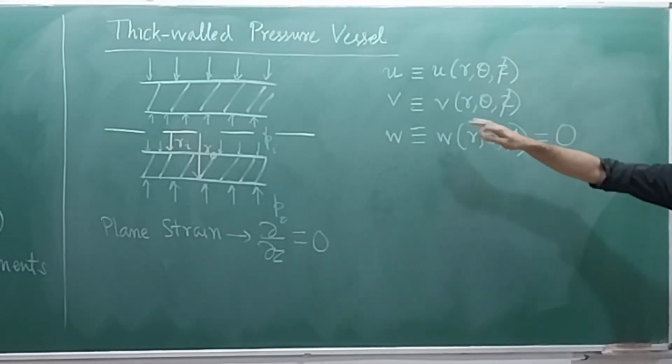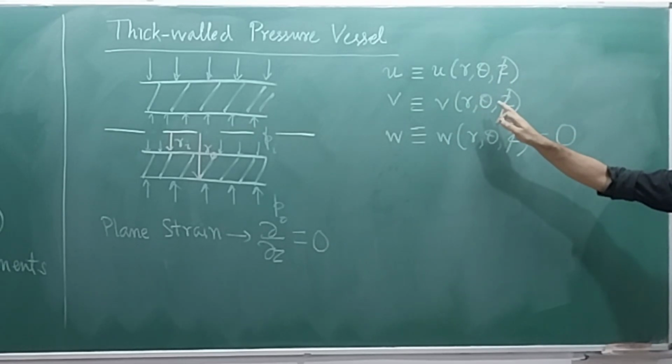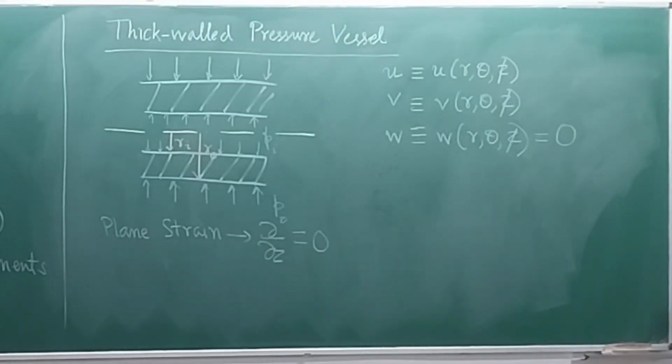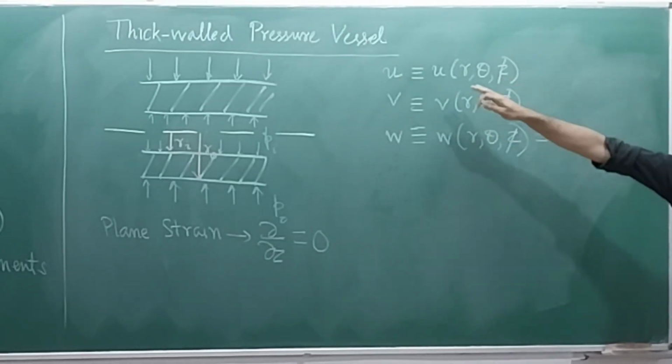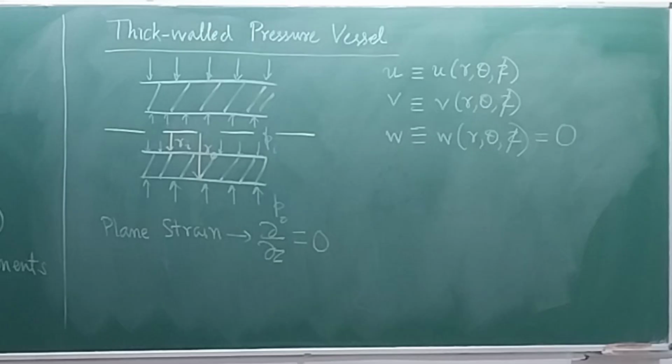So we have these things. U is a function of r and theta, V is a function of r and theta. Both are independent of Z. Now what we are going to do is make it even simpler. Till now we have only utilized the plane strain condition. But let us not forget that it is, after all, an axisymmetric problem.